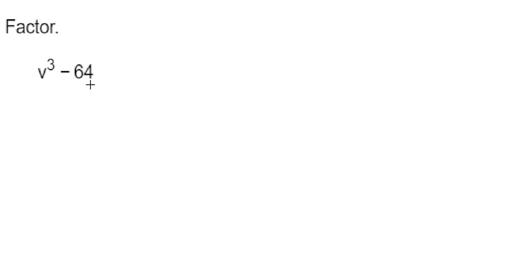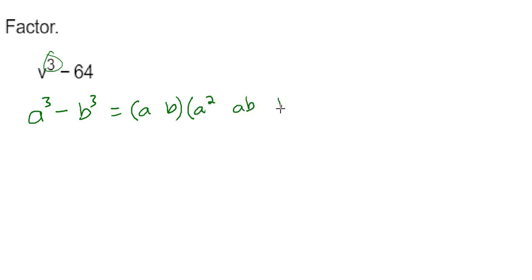So we have v to the third power minus 64. So because that's to the third power, I need to use this formula. A to the third power minus b to the third power. And the way this formula factors is, again, we'll have a and b in our first factor. We'll have a squared, ab, and then b squared in our second factor. So you just have to kind of memorize that pattern.